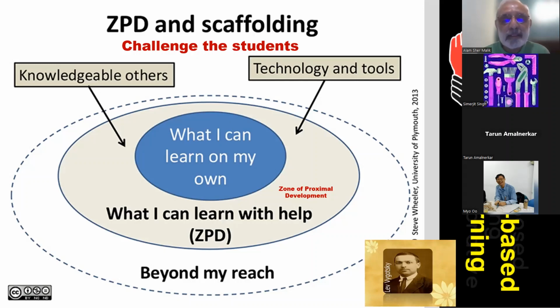Now, if we look at the first one, what I can learn on my own, this is what students already know or can learn on their own. We do not need to spend a lot of time on this because it might be boring for the students as well. The second part, the zone of proximal development, is really the area where students need our help and guidance to learn, right? So we need to concentrate on this part.